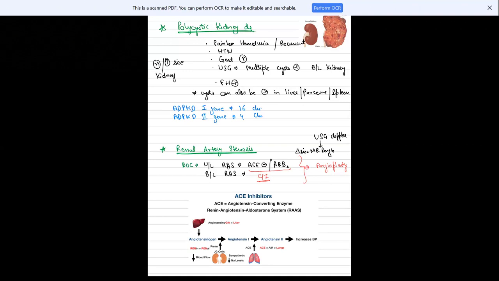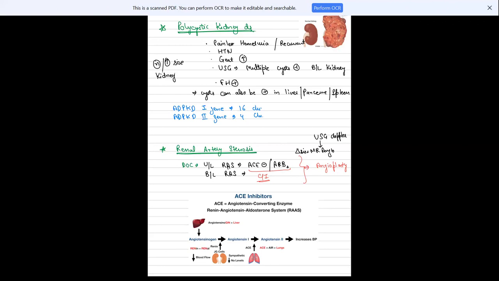Okay. And the next topic is renal artery stenosis. There is a lot of confusion and controversy whenever you are talking about this treatment. I'll simply tell you today how is the treatment. So what is renal artery stenosis? That means there are two kidneys, and one kidney or both kidneys have their blood supply hampered due to stenosis of the renal artery.